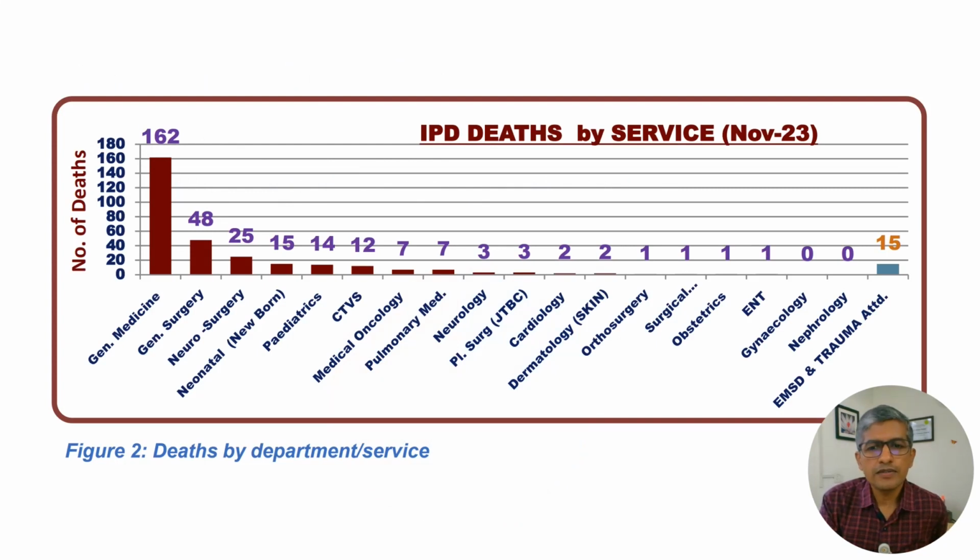Once you have decided to use a chart, you can still make it better by optimizing it. This is a chart from the MRD statistics bulletin that is sent out to JIPMER faculty every month by MRD, and it's showing inpatient deaths by department. So you can see general medicine has a lot of deaths, nephrology had no deaths. This was, I think, November 2023. How can we make this chart better?